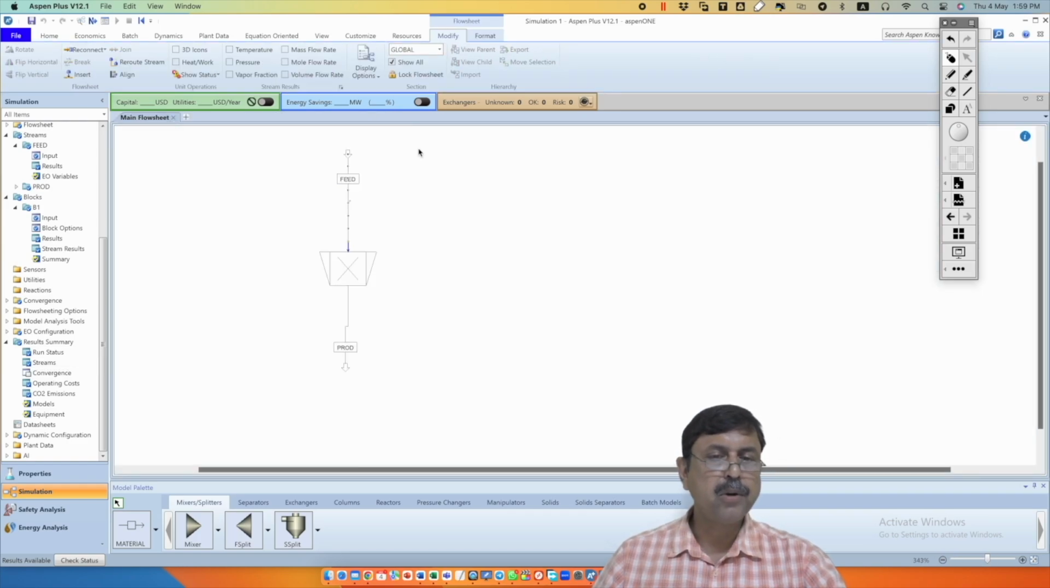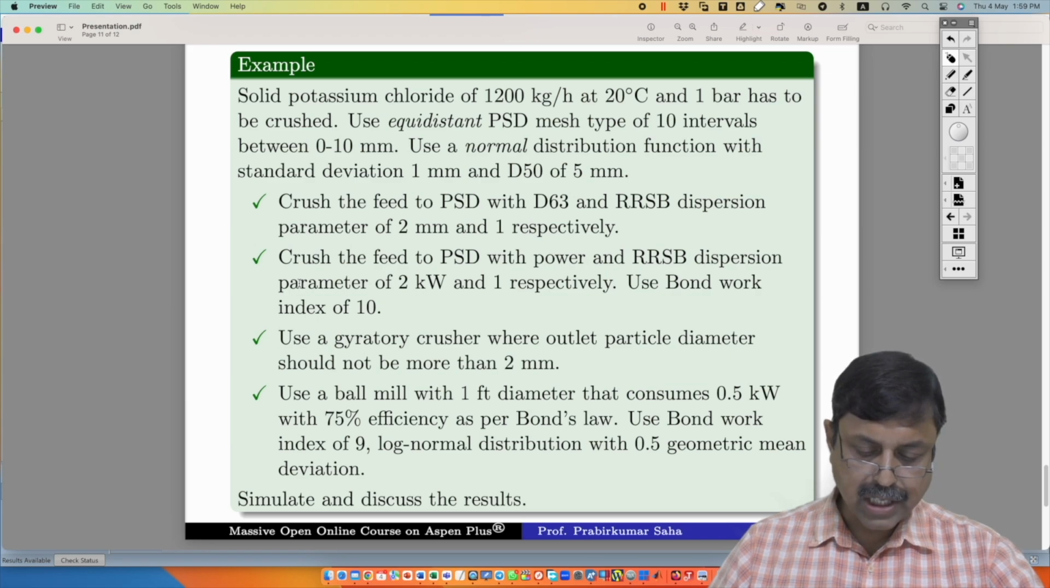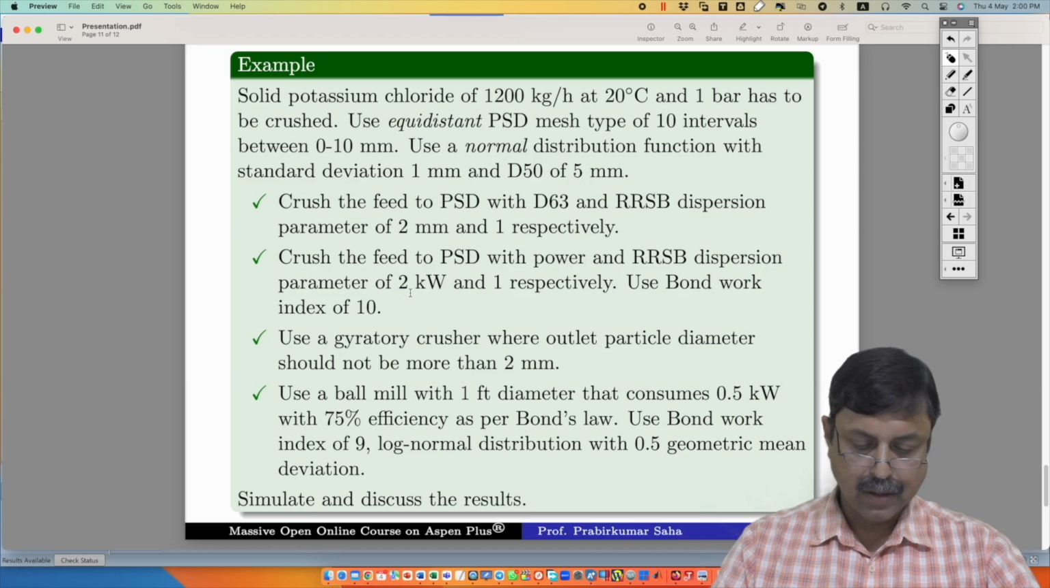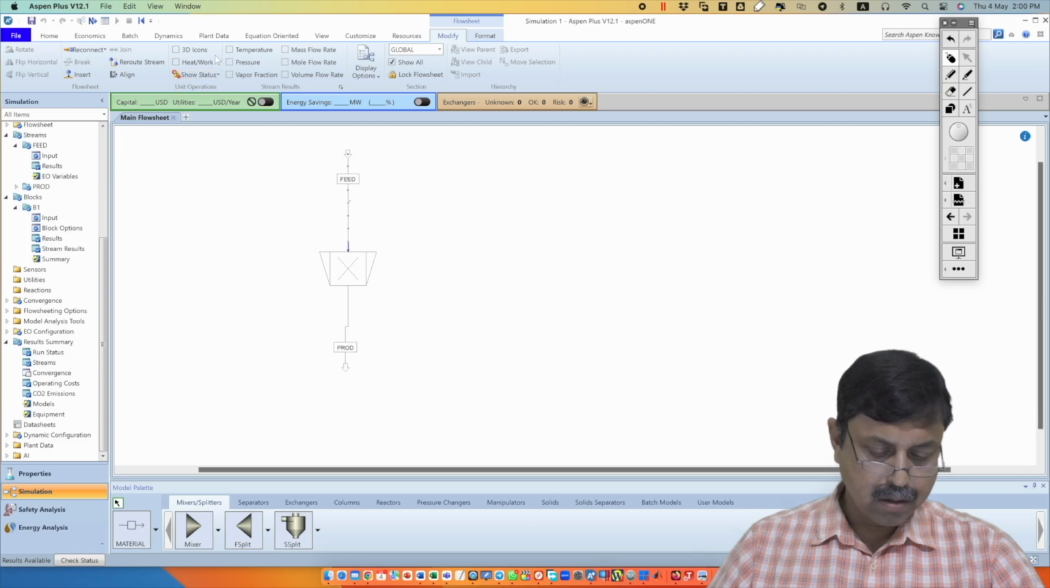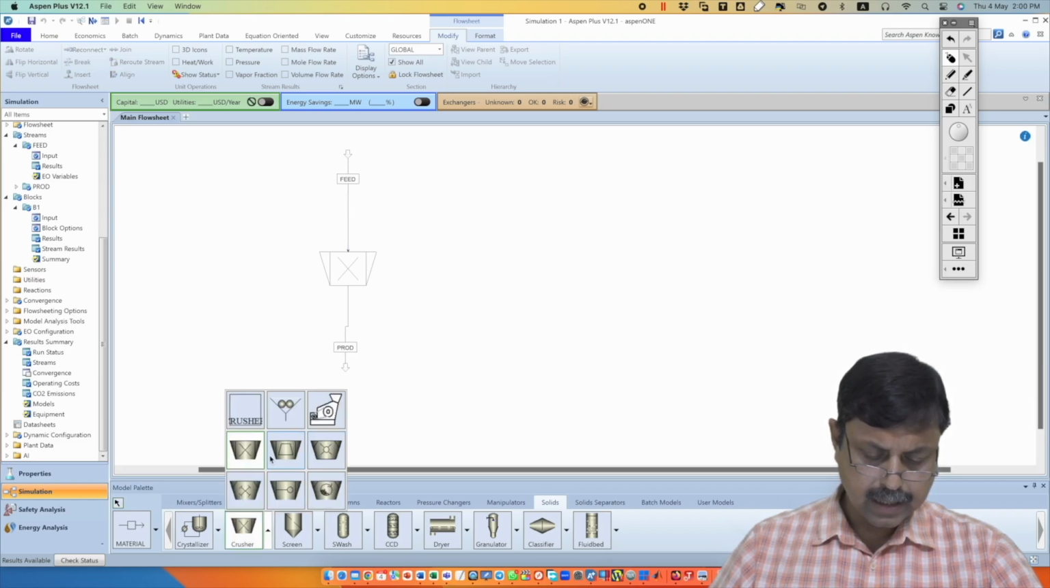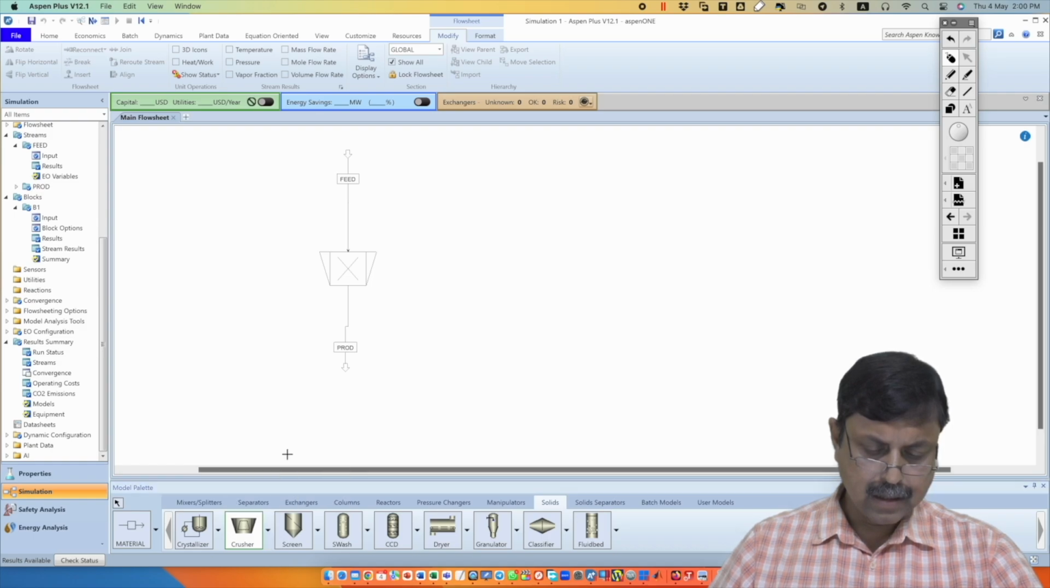So what is the next problem? Next problem is crushing the feed to particle size distribution with power and RRSB dispersion parameter. So here we have to use a comminution law. Okay. Now we will not delete this one. We shall take another solid crusher. Let us use some other icon.